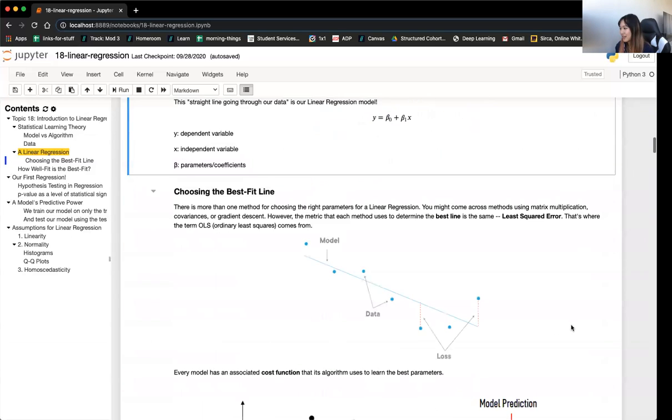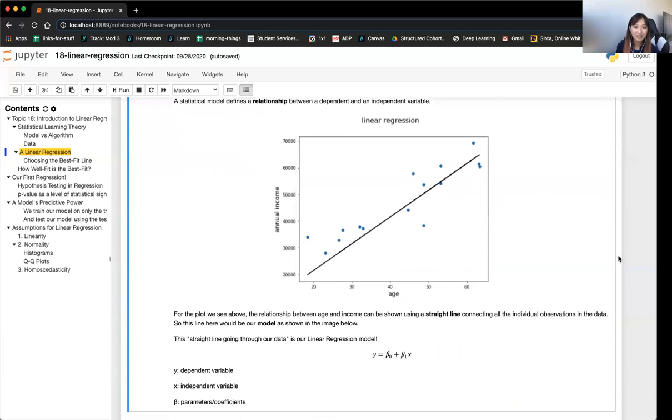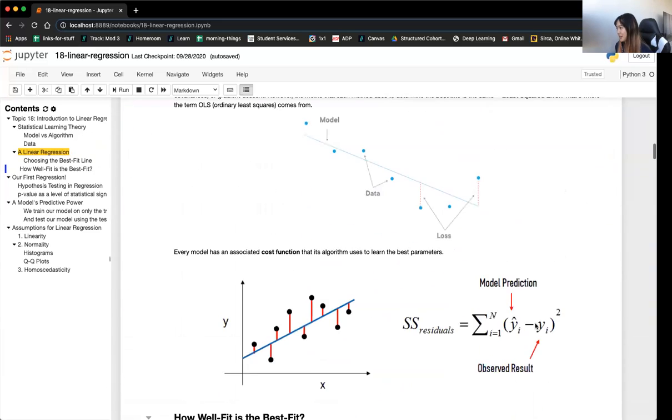Nice. All right, so how do we decide what the best line is? Given this data and given no math at all, we can draw a bunch of different lines that seemingly fit through all of these data points. But there is a way to decide what the best line is. So we're going to talk about that.